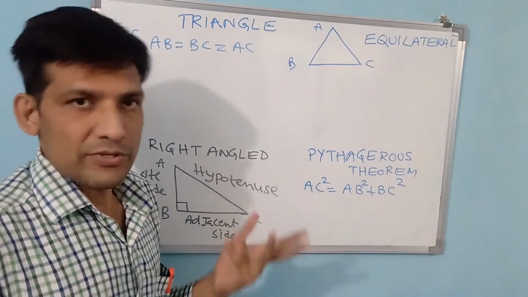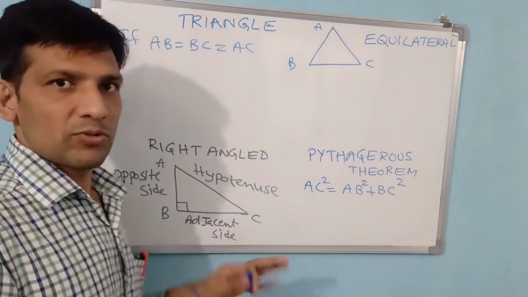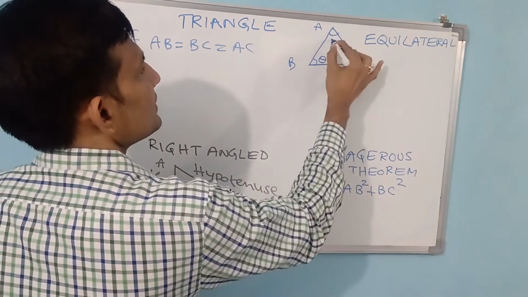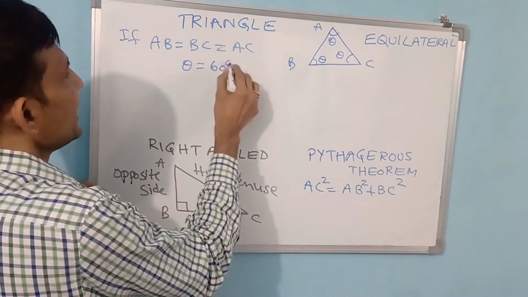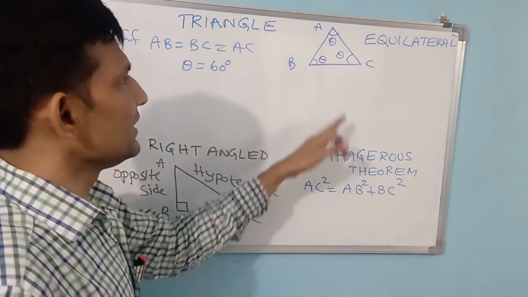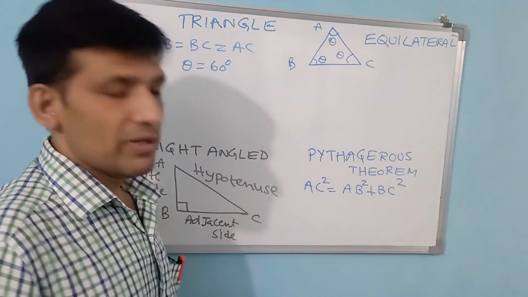All sides are equal means naturally all inside angles will be equal. Then there is no theta 1, theta 2, theta 3. This is also theta, this is also theta, this is also theta. But theta is equal to 60 degrees. Okay. Total 180 degrees. This is the property of an equilateral triangle.